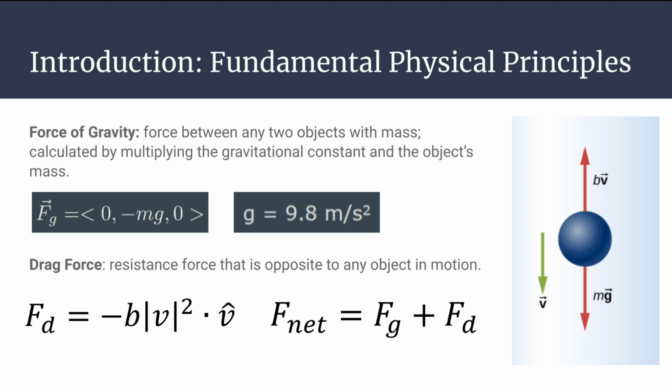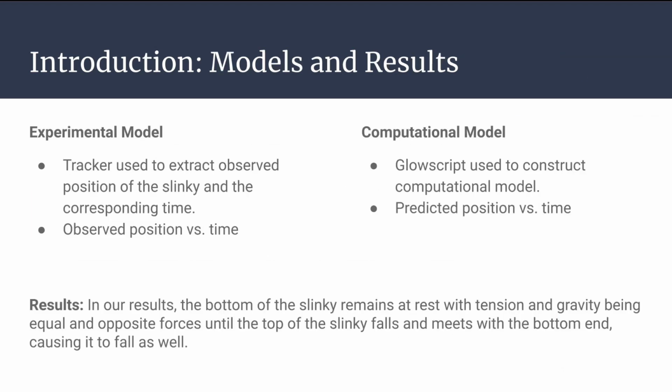Drag force is the resistance force that is opposite to the direction of motion. In the example of the experiment, the drag force is acting against the downward motion of the bottom end of the Slinky. Knowing the force of gravity and the drag force, the two values can be added to find the net force. There will be two different models in this experiment, one experimental and one computational. The experimental shows the observed position versus time, and the computational shows the predicted position versus time.